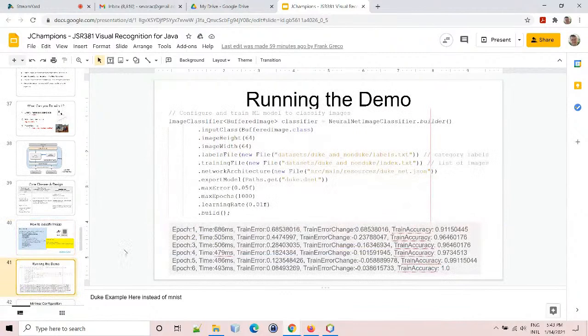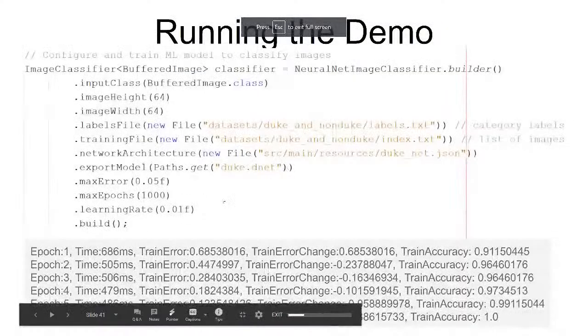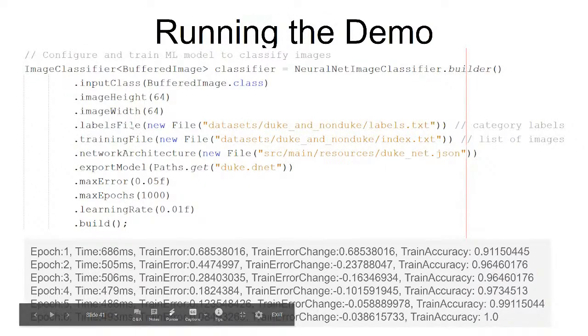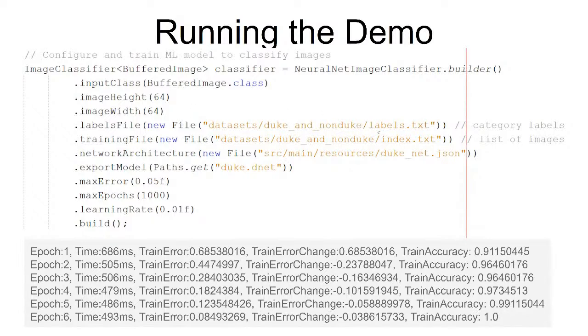So this is all you have to do to build image classifier using VisRec, and this is the typical output. So as you can see, a labels file, that's a path to file with labels for categories, image categories or image classes. Training file is index file with different images.